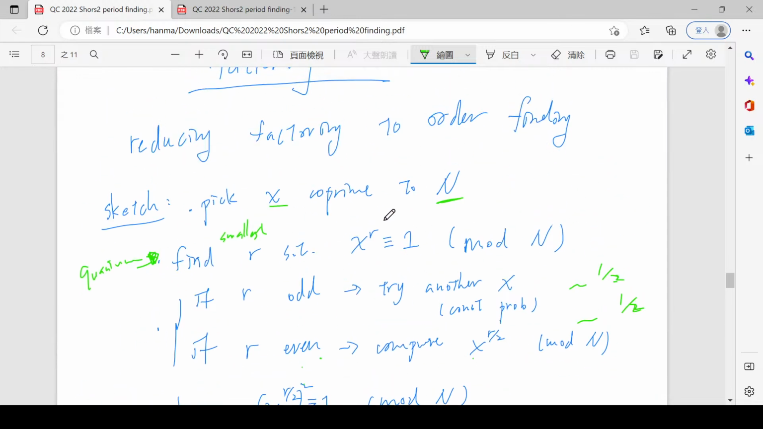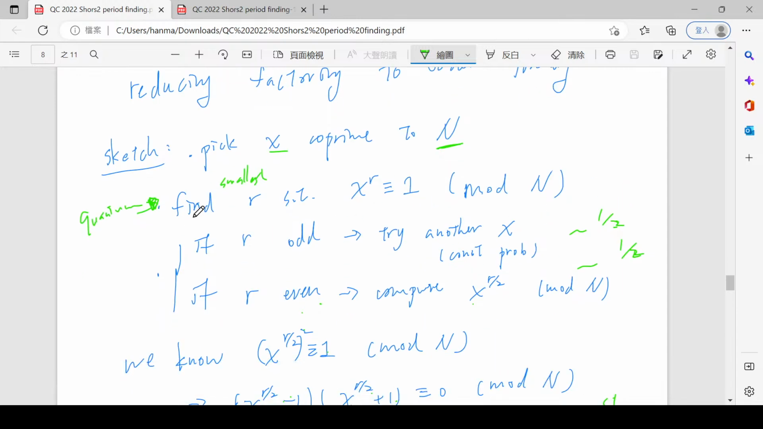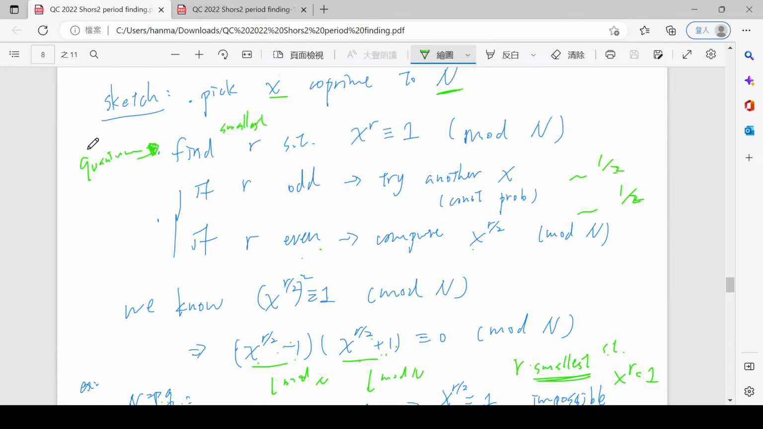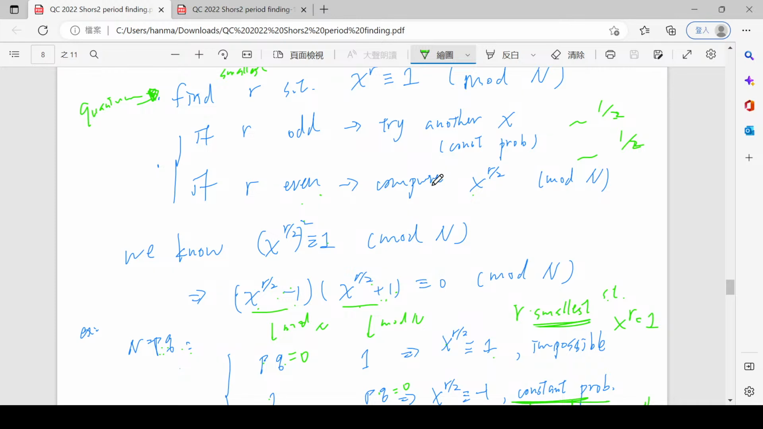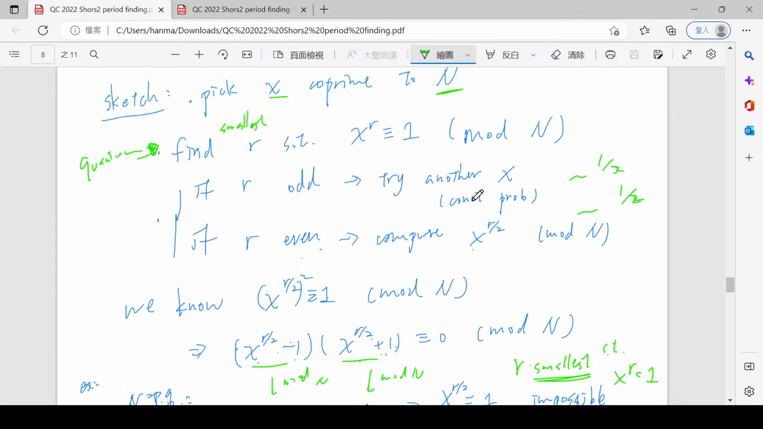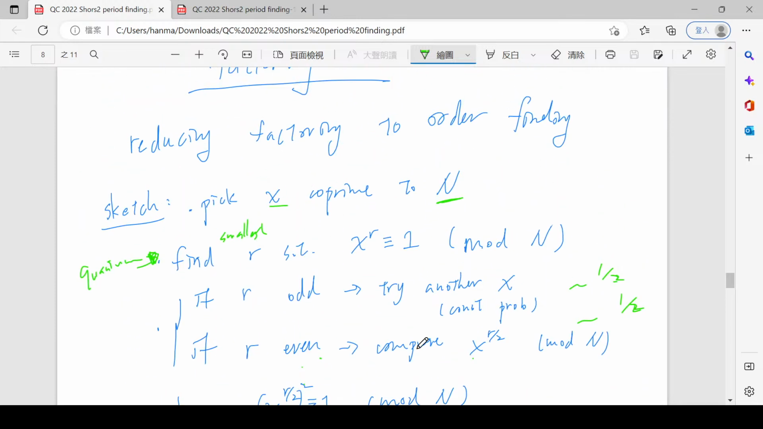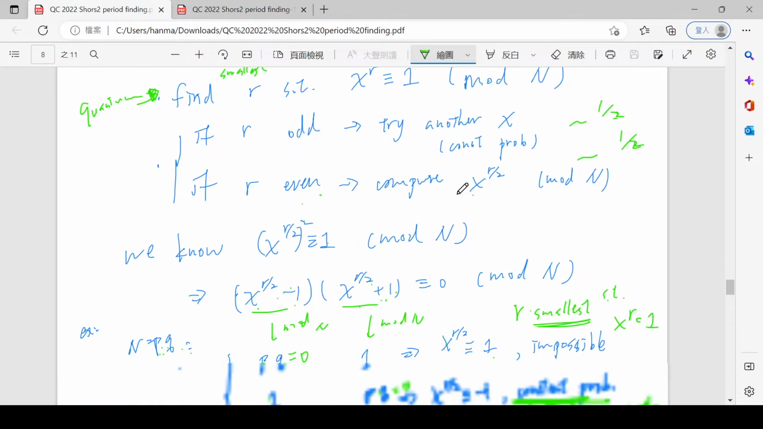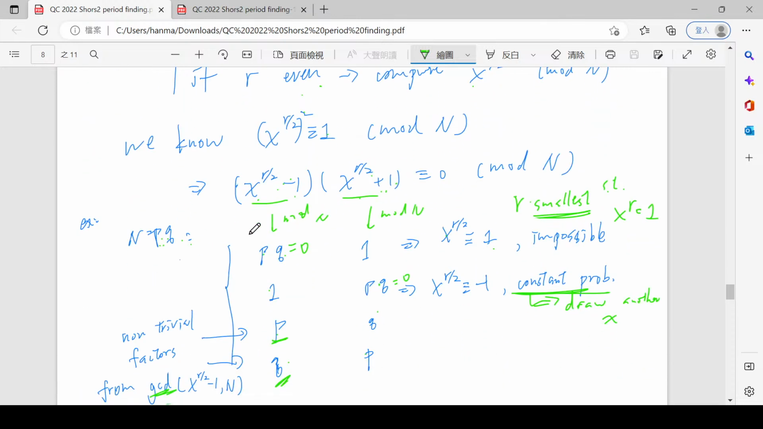And we'll find the order of x, so this R such that x to the R equals 1. Then we need to pass several things just by chance. First, R needs to be even. If R is odd, you just draw another x. If R is even, then you compute R over 2.